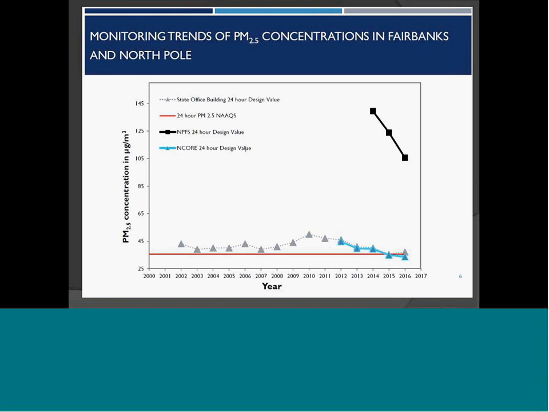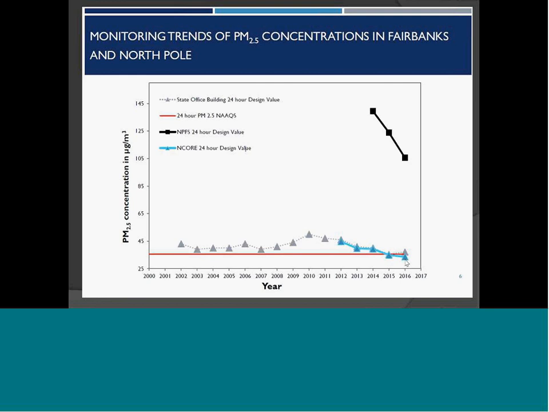And then, you'll notice down here, and this is where the borough and primarily DEC are pushing back against EPA. For instance, Fairbanks is close to showing attainment with the standard. We have the 24-hour in-core design value right here for 2016 just under the line, an average of 2014, 2015, and 2016.